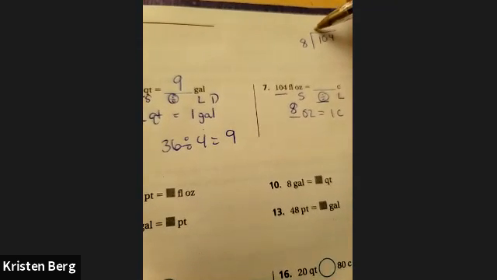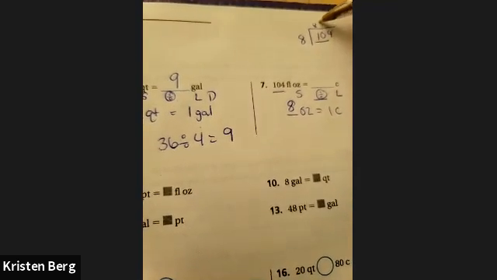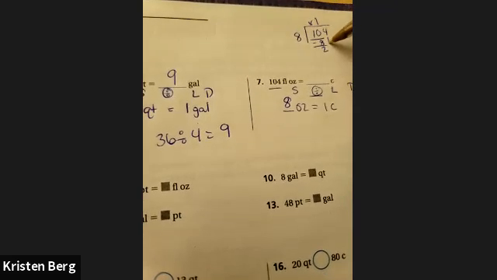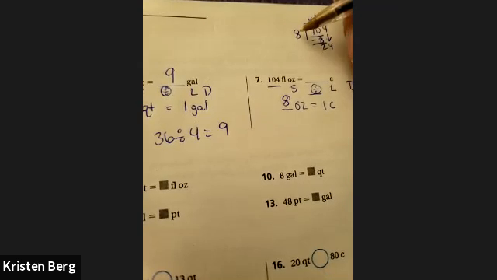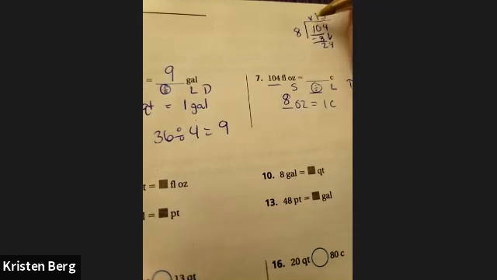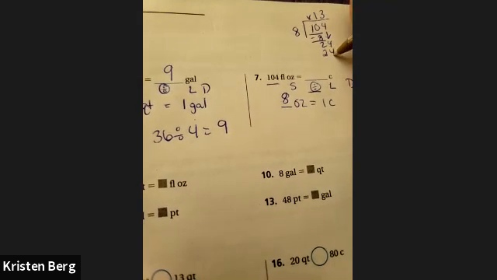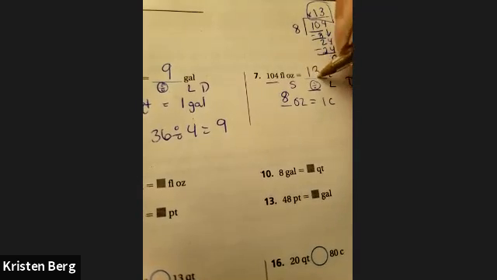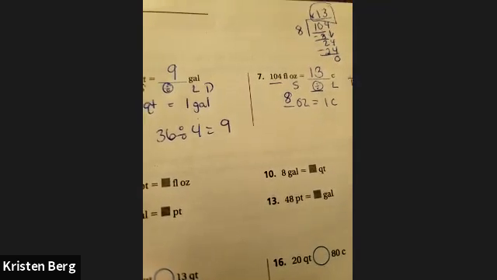8 cannot go into 1, but it can go into 10 one time. When I subtract, that would be a 2. Check it. We are good. So I'm going to bring down a 4. How many 8s go into 24? That would be 3. 3 times 8 is 24 with nothing remaining. My answer would be 13 cups.